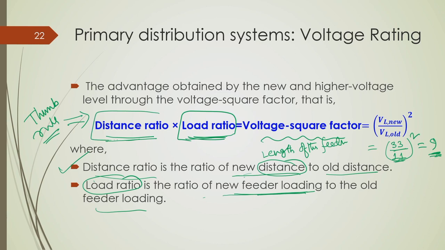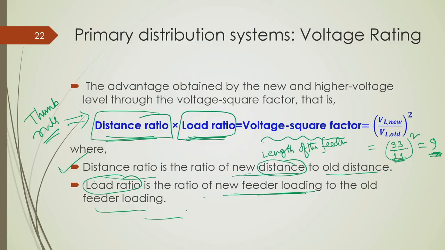Similarly, if we keep the distance ratio constant, meaning that I will keep the length of the feeder constant for both cases, one is 11 kV, another is 33 kV. In that condition, I can supply 9 times more load in the 33 kV network as compared to the 11 kV network. Okay. So, this is a thumb rule; one should understand how this voltage upgradation will impact the whole circuit operation. Okay. So, with this I will stop today.